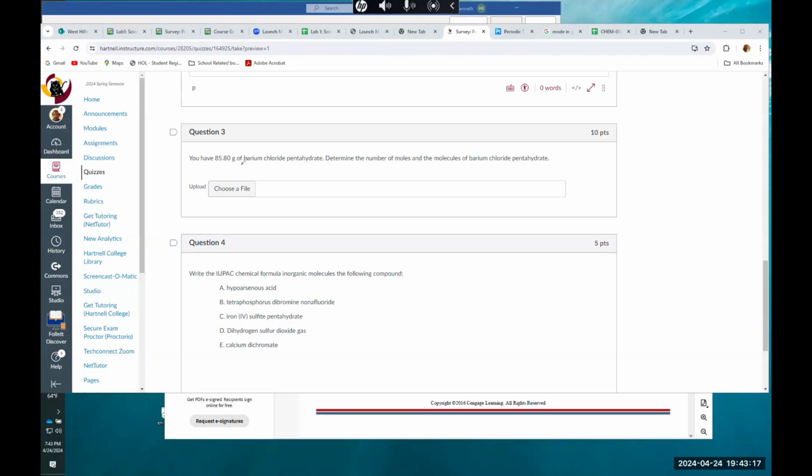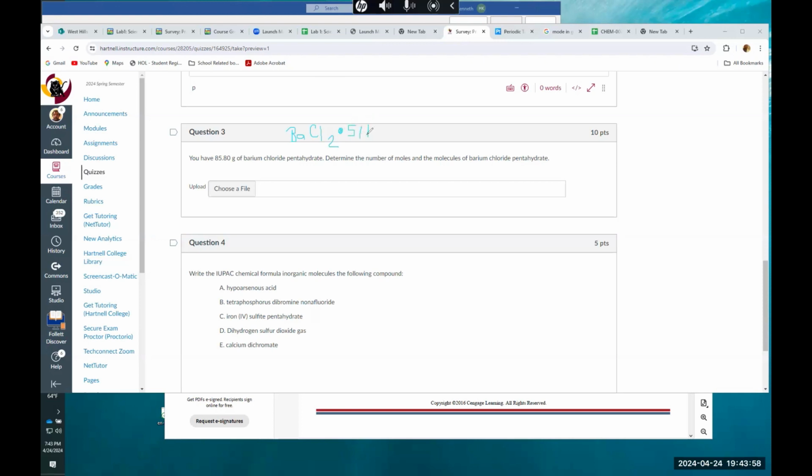Okay, so 85.0 grams of barium chloride pentahydrate. So what are we going to do? Chemical formula. Okay, good idea. So what is the chemical formula of barium chloride? BaCl2. Thank you. I forgot my 2. Put that 2 in. Pentahydrate, 5, big old dot. And you said 5 what? Is it H2O?